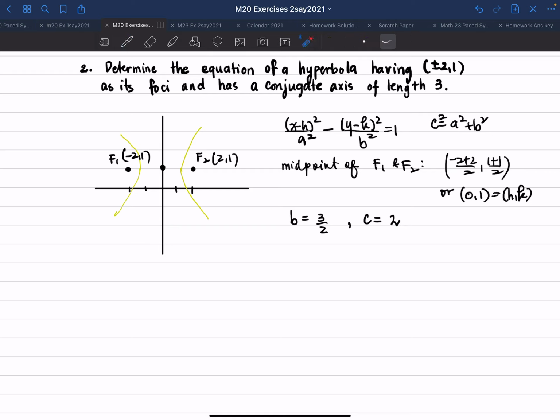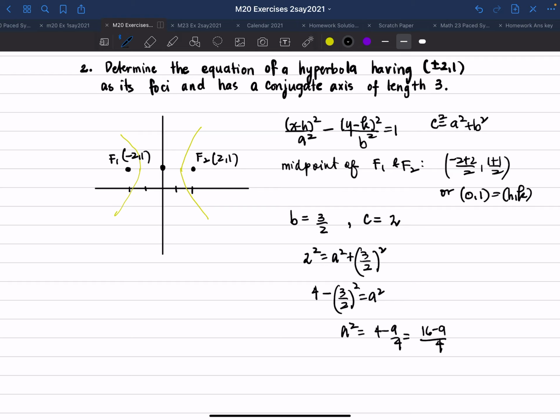And then plug it in here. What do we get? 2 square equal to A square plus 3 over 2 square. Kahit A square na lang yung isolve nyo because you need A square here. So 4 minus 3 over 2 square is A square. Or A square is equal to 4 minus 9 fourths, which is 16 minus 9 over 4. 7 fourths. So that is A square, not A. Yun yung ilalagay natin dito.